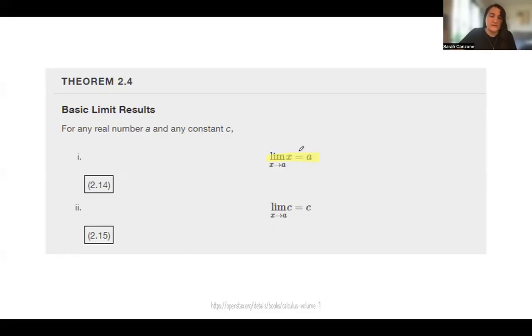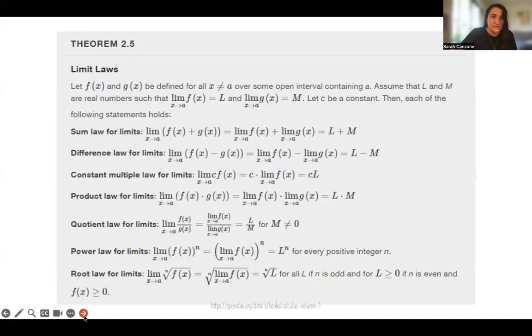You really won't see these two a whole lot, maybe this second one a little bit more than this first one. And this second one says the limit of c for any constant c as x approaches a is just going to be c. So if you consider c like, say, a straight line, then at any point on that line, it is going to be the constant value. So those are two pretty basic limit laws.